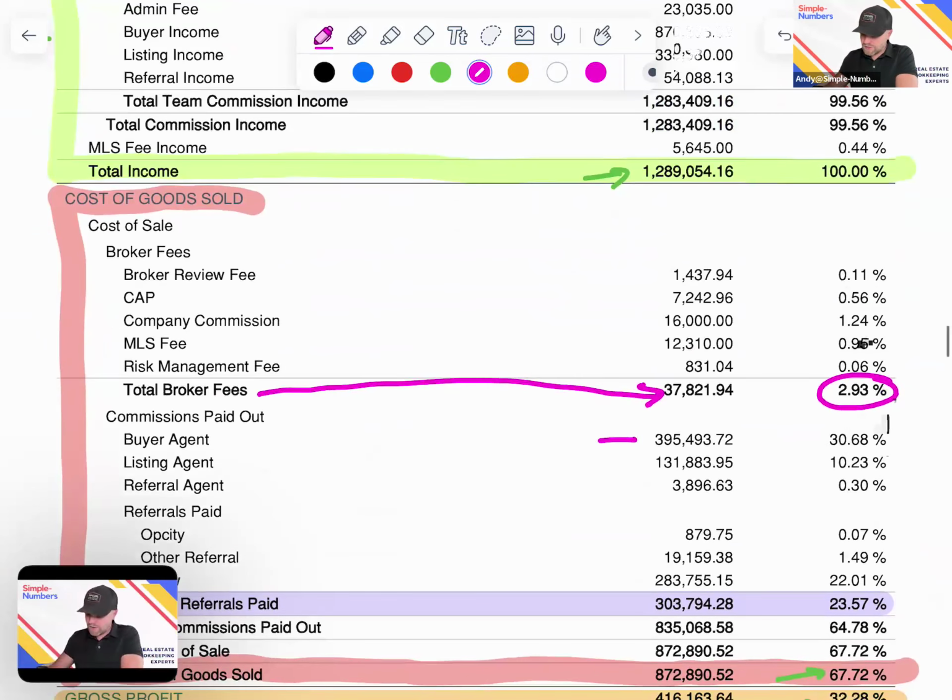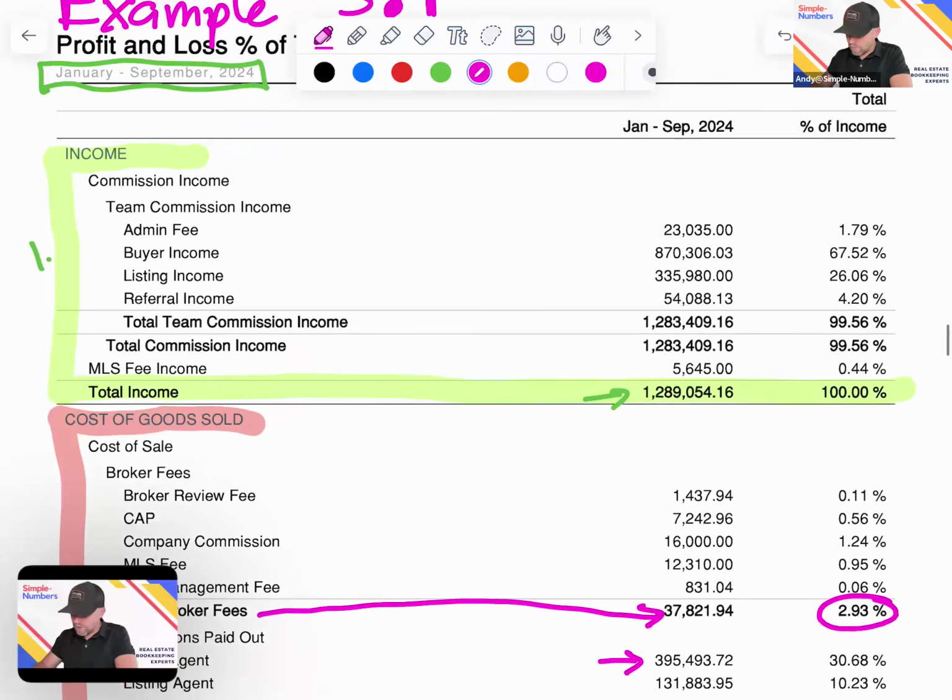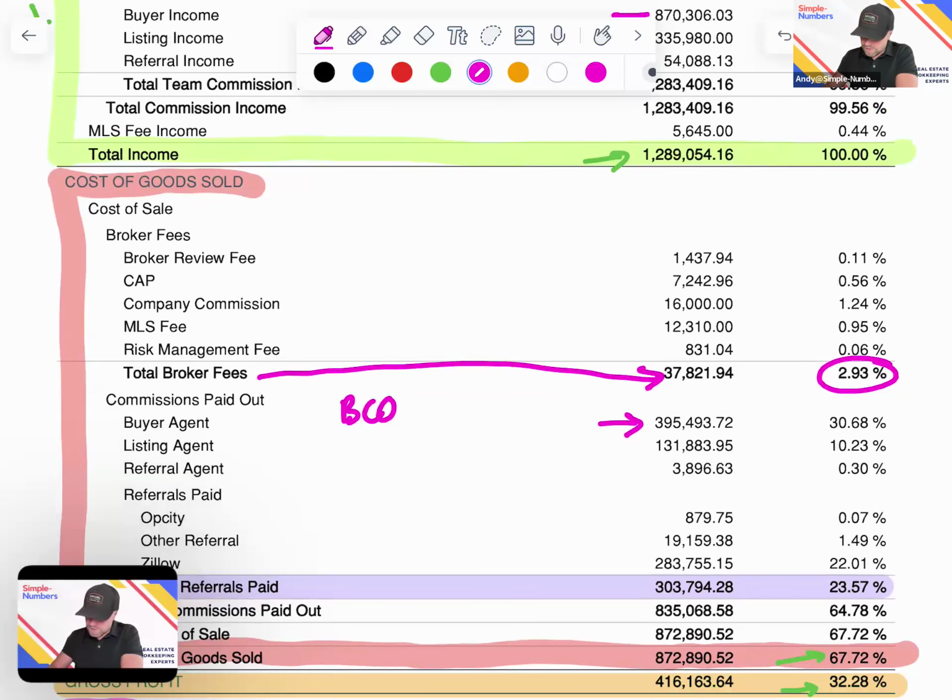Is it our buyer agent cost of sale? Well, let's look at that. We take 395,000 and we divide it by what the buyer agents brought in, 870,000. We have a 45% buyer cost of sale. Great, we're under 50%. So that's not the issue.